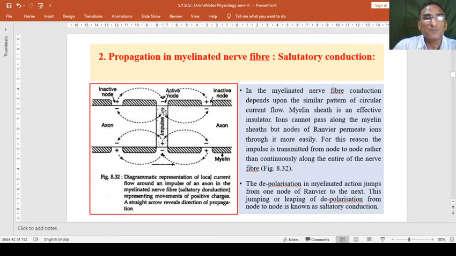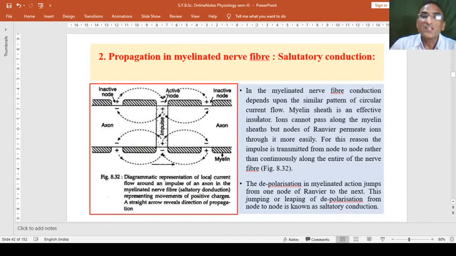The impulse which passes through this node continually passes on. The myelin sheath also plays a role in not allowing these ions through; they pass only through the membrane at the nodes. And this diagrammatic representation is nothing but the local flow of current around the impulse of the axon. Now, this can be described in this way: myelinated nerve fiber conduction depends upon a similar pattern of circular current flow as we have already seen in non-myelinated fiber.